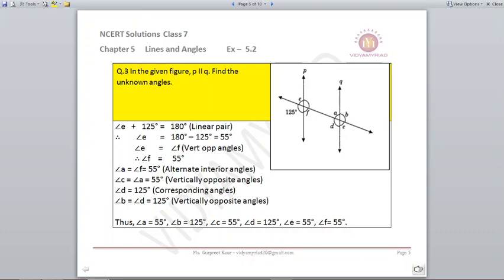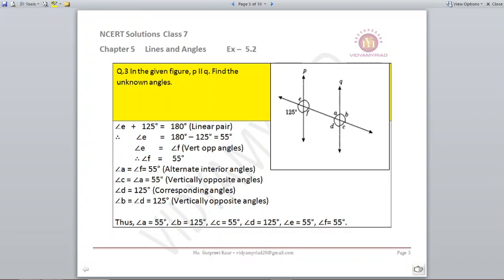Question number 3. Now here P and Q are parallel and you need to find out the various other angles. So children, it is not necessary that you follow this method only. There can be so many methods that you can follow. For example, if I do it the corresponding angles way, 125 degrees will be equal to angle D. P and Q are parallel, the line is a transversal. On the same side, 125 and D will be equal.